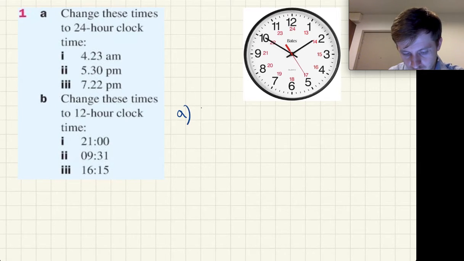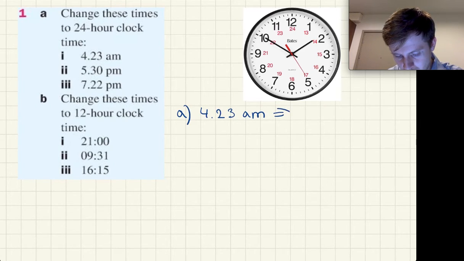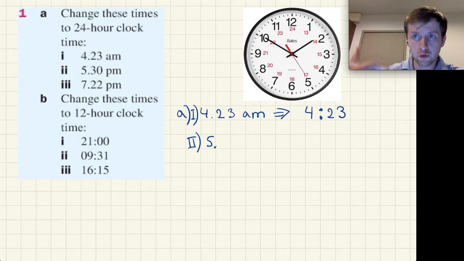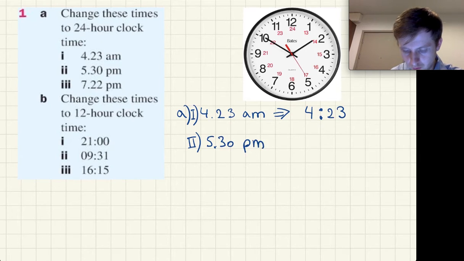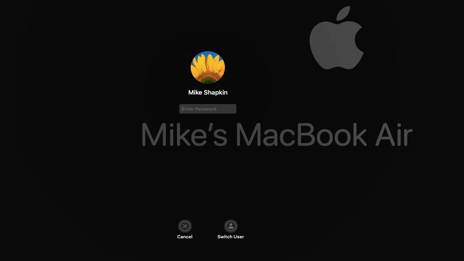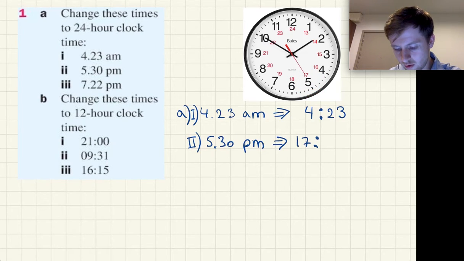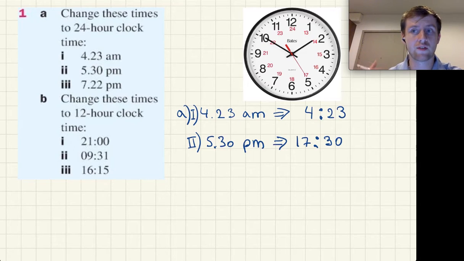So first we have 4:23 a.m. In 24-hour time it is the same as just 4:23. We write it like this: 4:23. Then 5:30 p.m. If it's after noon, after midday, we actually have to convert it. So 5:30 p.m. becomes 17:30. 17:30 without p.m., without a.m., just 17:30.